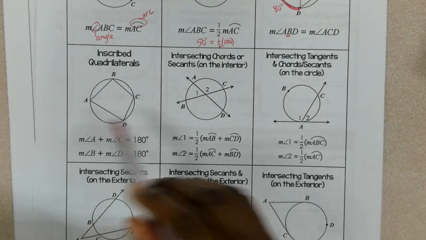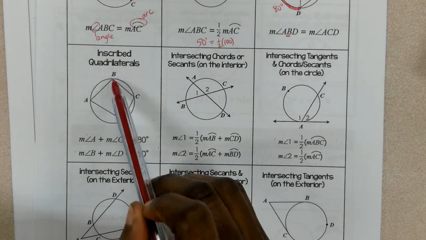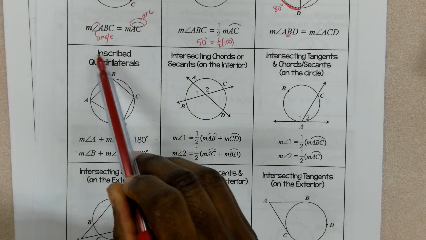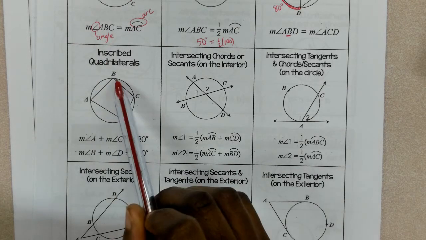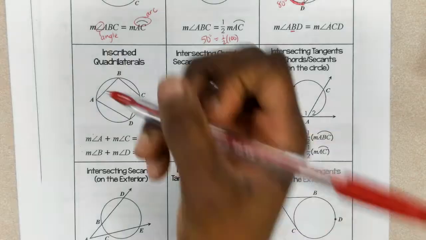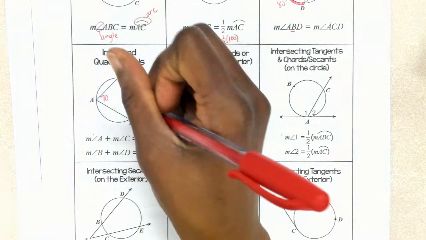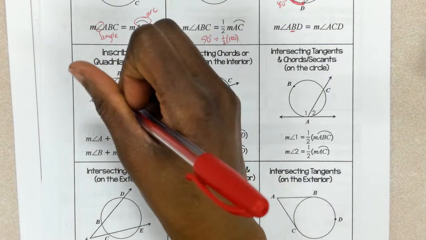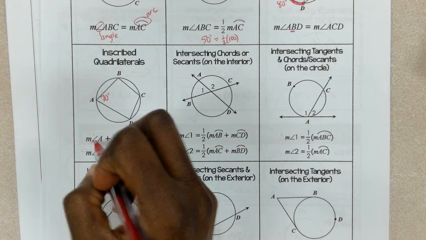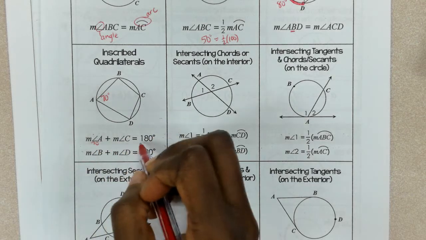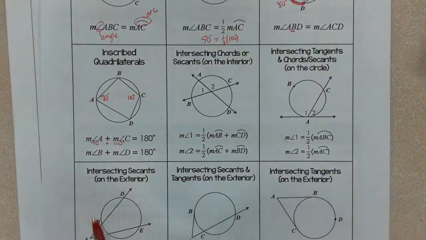Okay, then we have three more cases. First, we have an inscribed quadrilateral. Inscribed means the quadrilateral is inside, so it has the same prefix as inscribed angles. And the significance of that is that the two angles opposite each other add up to 180. So let's say that this is a 70-degree angle. A plus C has to equal 180, so we plug in 70 for A. And in order for it to equal 180, we need this one to be 110. So this would be 110 degrees.